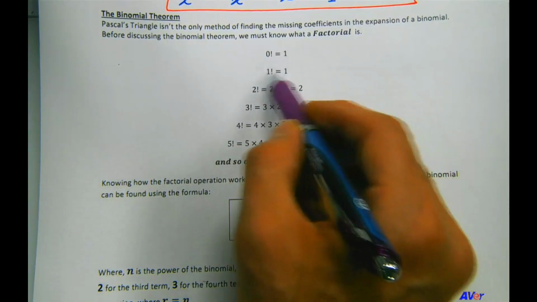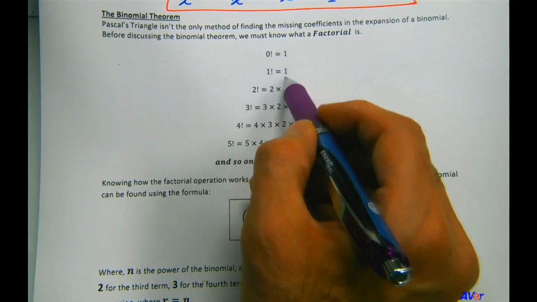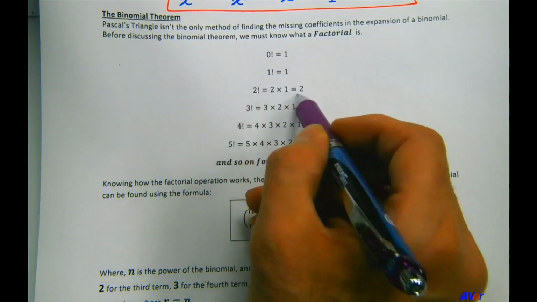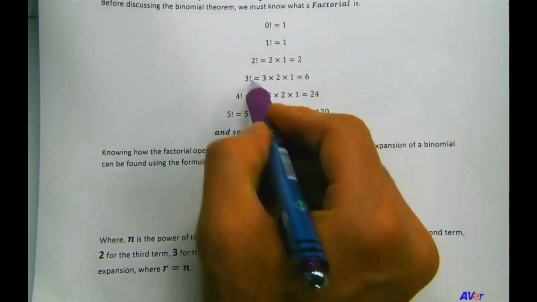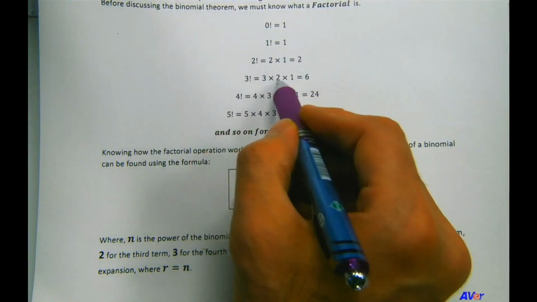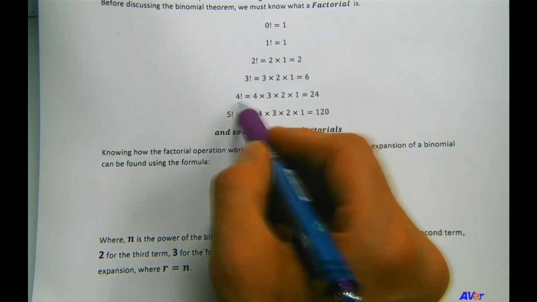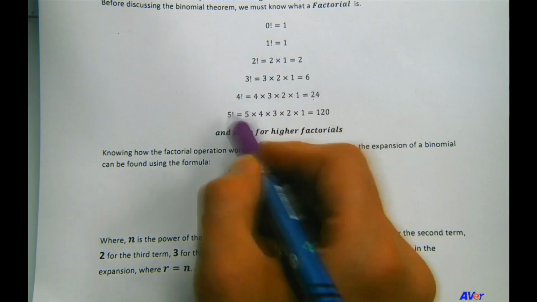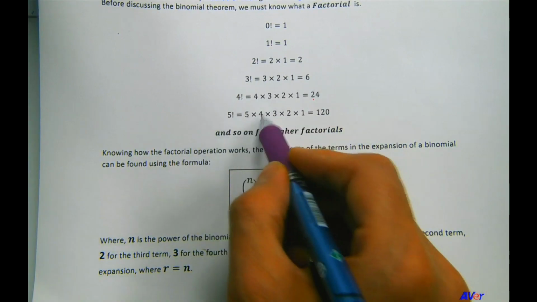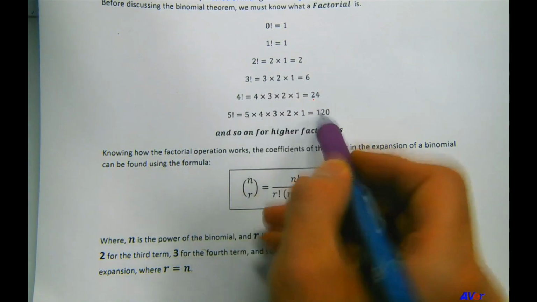0 factorial and 1 factorial, both of them equal 1. The 2 factorial is calculated in this way: 2 times 1, 2. 3 factorial is 3 times 2 times 1, 6. 4 factorial is 4 times 3 times 2 times 1, 24. 5 factorial is 5 times 4 times 3 times 2 times 1, and so on and so forth.